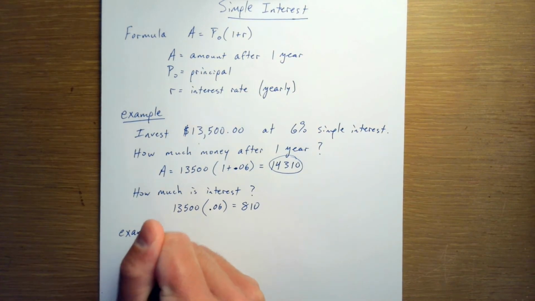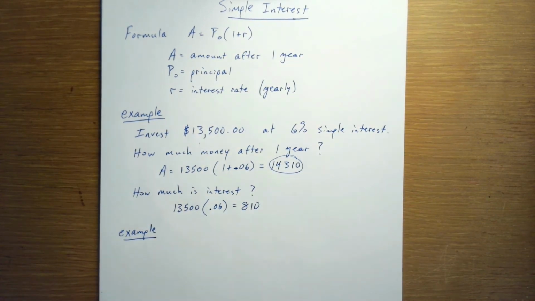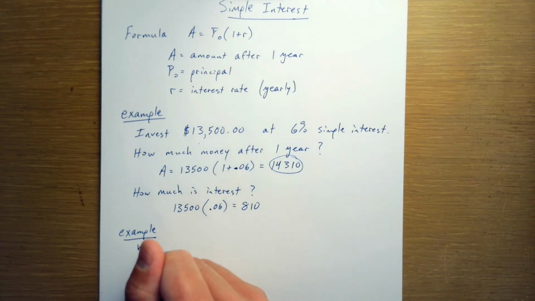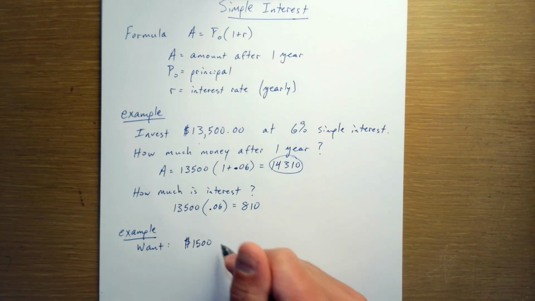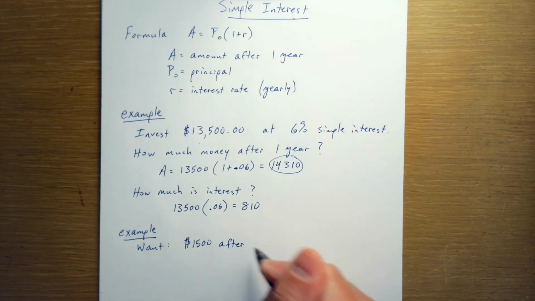Let's take a look at another example just to get a feel for this formula. So in this problem, let's say that you have some amount of money that you want to save, and you have an account set up. And let's ask the question, how much would you need to deposit initially in order to reach that amount? So let's say you want $1,500. And you want this after 1 year.